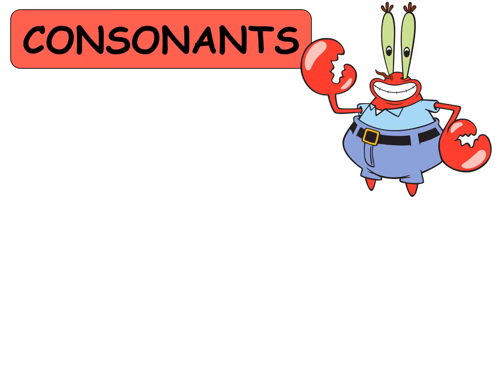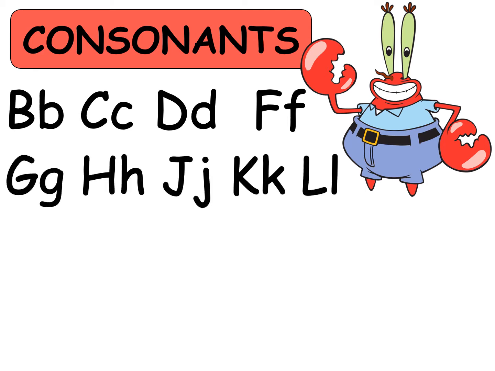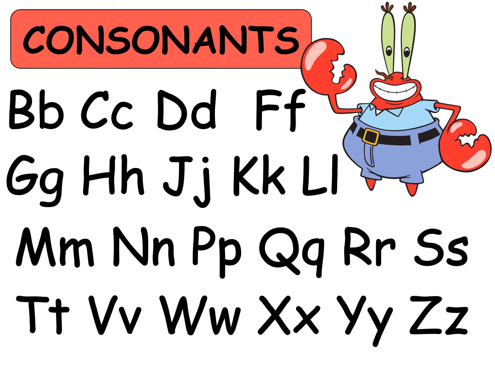Okay. The alphabet in red colors are what we call consonants. All of the remaining letters from the alphabet are what we call consonants. We have B, C, D, F, G, H, J, K, L, M, N, P, Q, R, S, T, V, W, X, Y, and Z.